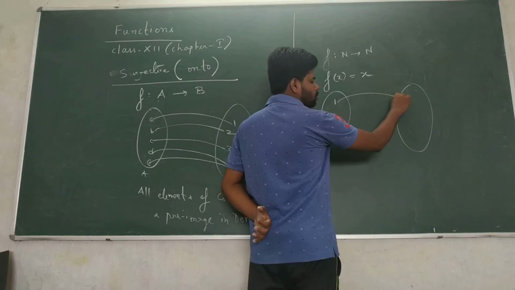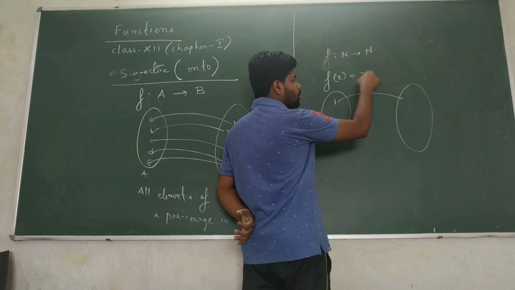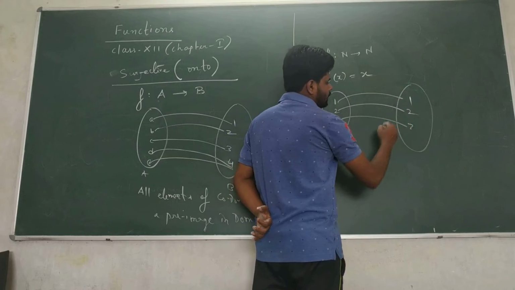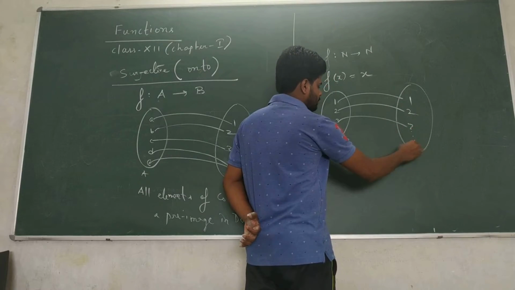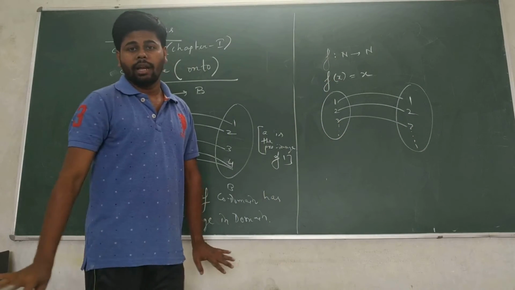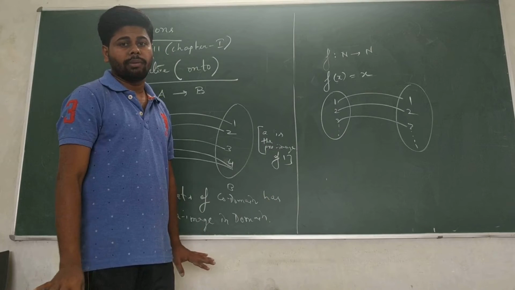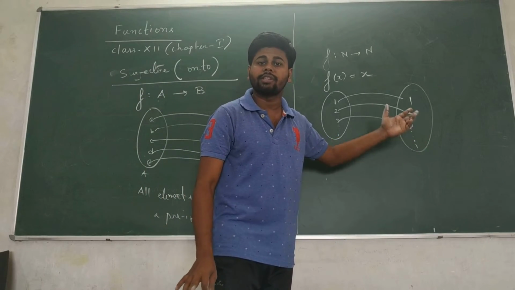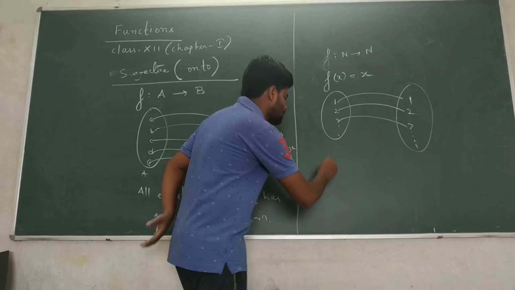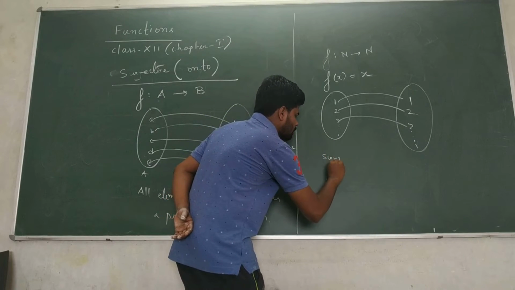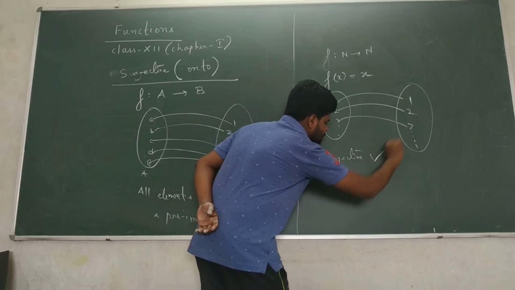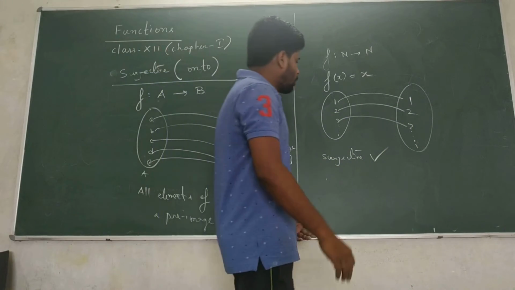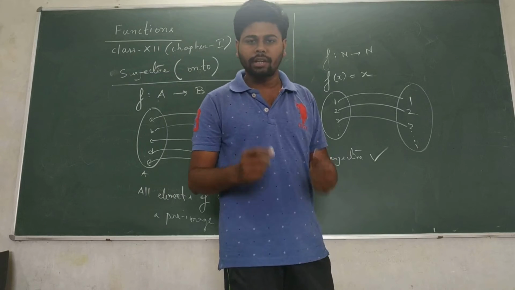1 will go to f(1) equal to 1, 2 will go to 2, 3 will go to 3. If I proceed, none of the elements will be left out in the codomain set. So this is an example of a surjective function. So I can say the function is surjective. Yes or no? Yes, you can say it is surjective.